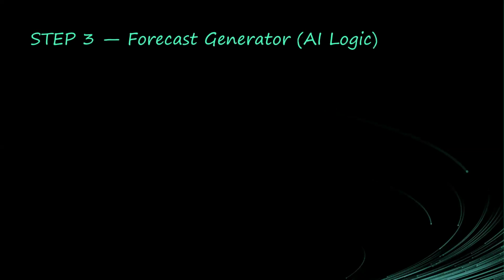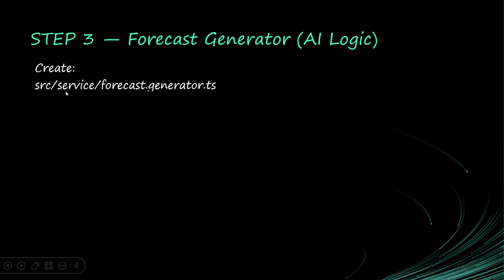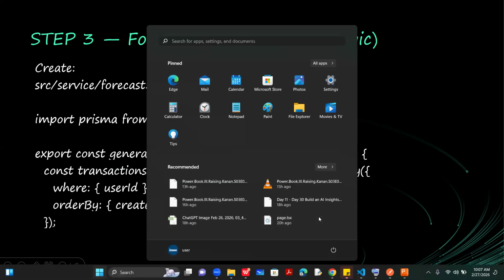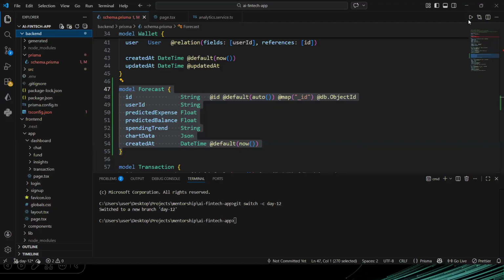All right. So the next thing is to create our forecast generator, the logic, the code that would actually forecast this for us. So let us go and create this. So go to your service folder, create a forecast.generator.ts, and this is part of the file code. So let me go to my, okay.